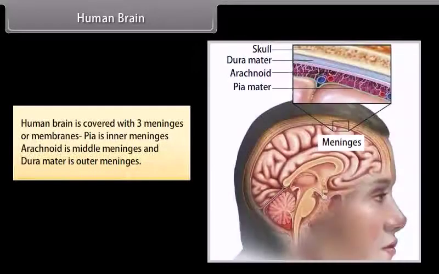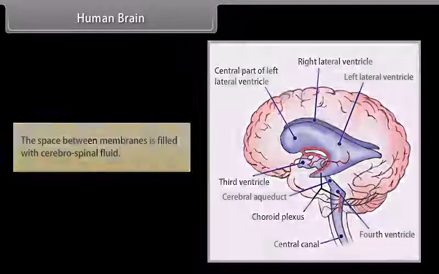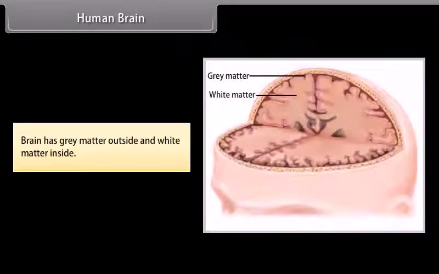Human brain is covered with three meninges or membranes. Pia is inner meninges, arachnoid is middle meninges, and dura mater is outer meninges. The space between membranes is filled with cerebrospinal fluid. Brain has gray matter outside and white matter inside.